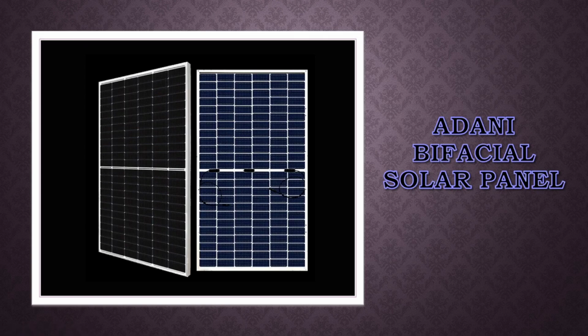First, what is a bifacial solar panel? A bifacial solar panel looks like this. This is the top view and this is the bottom view. As compared to normal panels, a bifacial panel will produce current from both ends, that is, top as well as bottom.